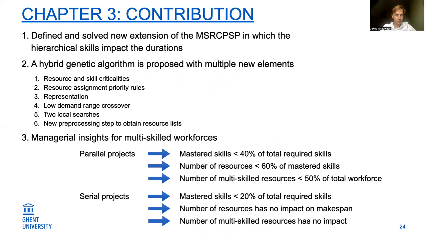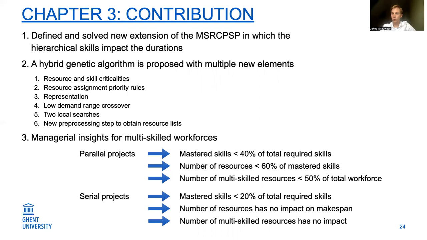And lastly, we also extracted some managerial insights for multi-skilled workforces out of this study. First of all, for parallel projects, we found that the mastered skills always need to be less than 40% of the total required skills in the activities. Secondly, the number of resources needs to be smaller than 60% of the mastered skills. And then the number of multi-skilled resources, which is the resources that master at least two skills, needs to be smaller than 50% of the total workforce.